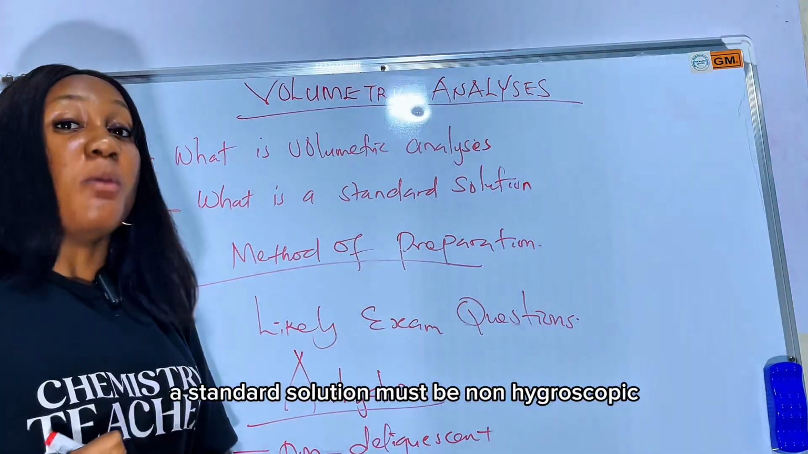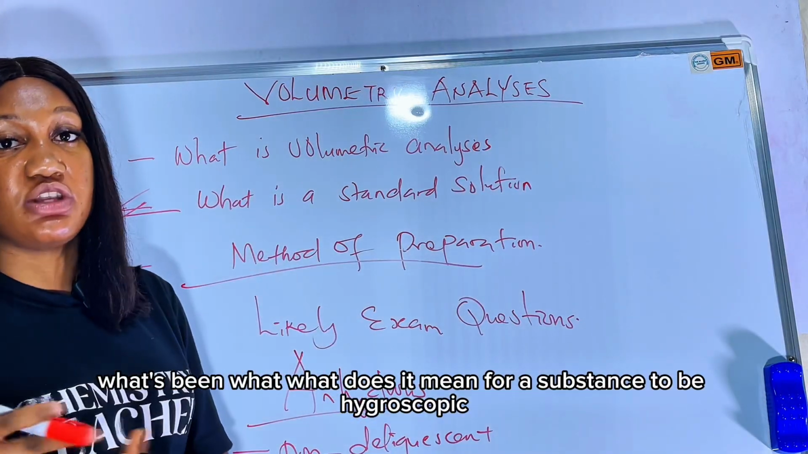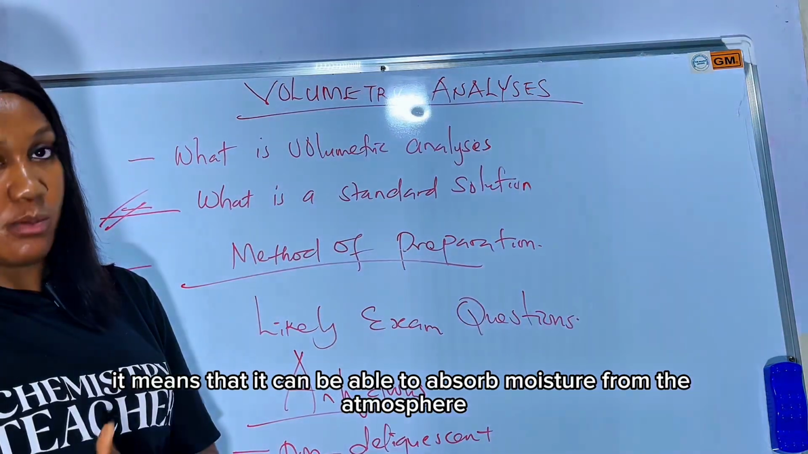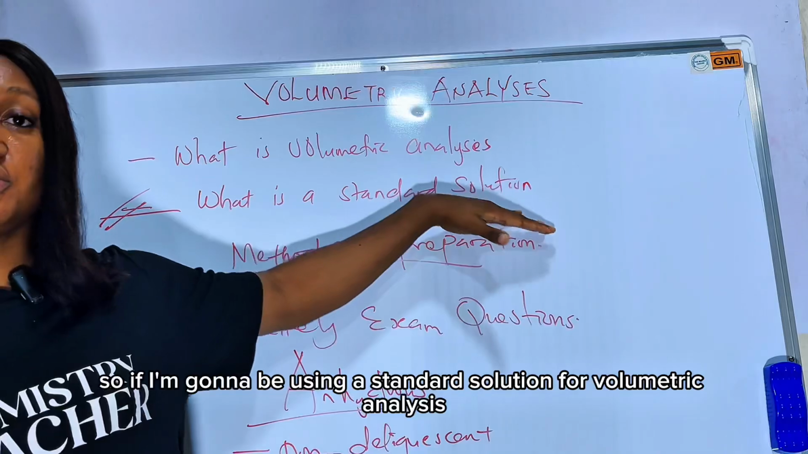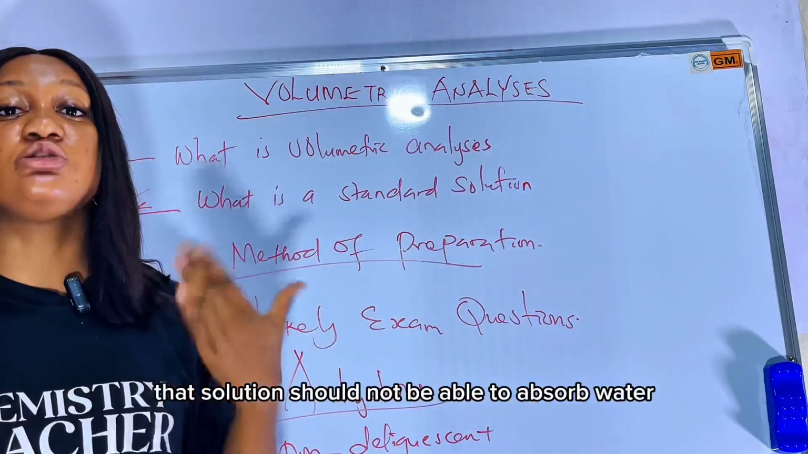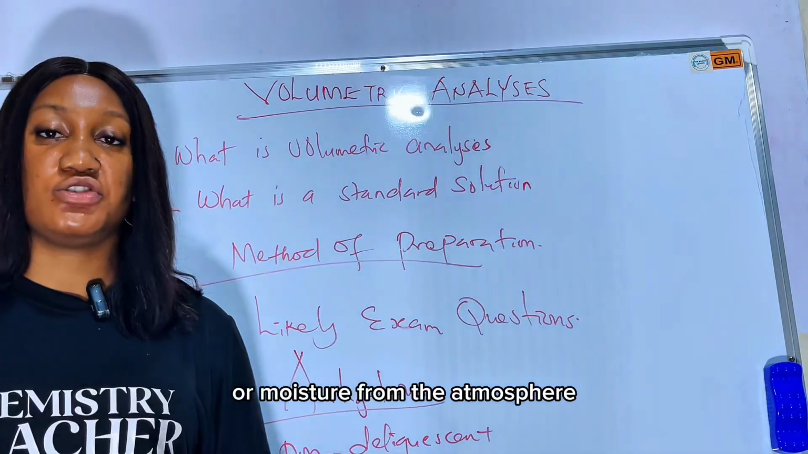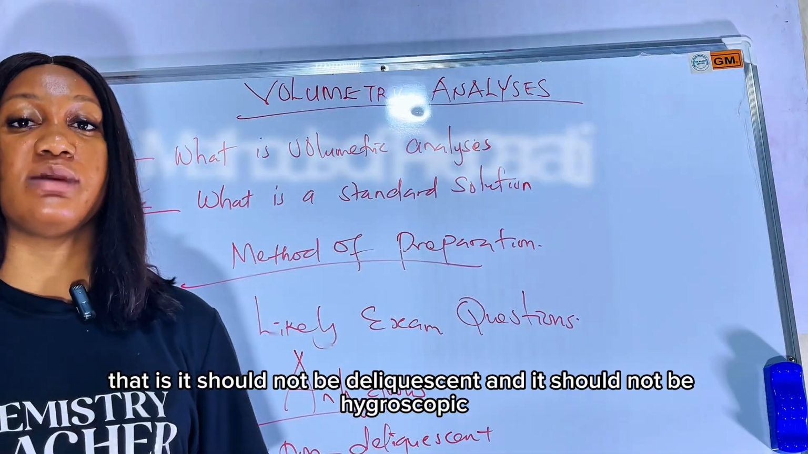A standard solution must be non-hygroscopic. What does it mean for a substance to be hygroscopic? It means that it is able to absorb moisture from the atmosphere. So if I'm going to be using a standard solution for volumetric analysis, that solution should not be able to absorb water or moisture from the atmosphere. That is, it should not be deliquescent and it should not be hygroscopic.